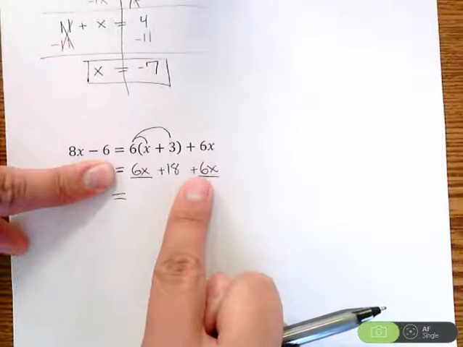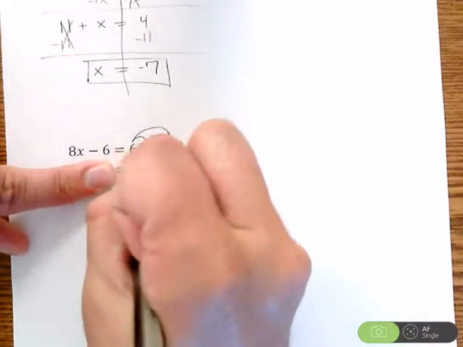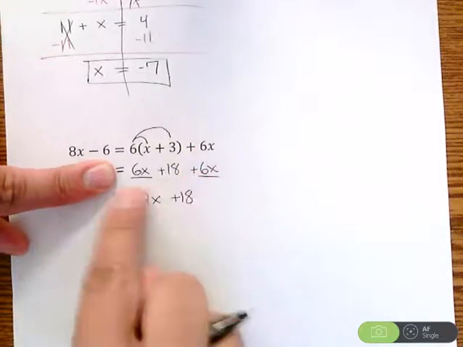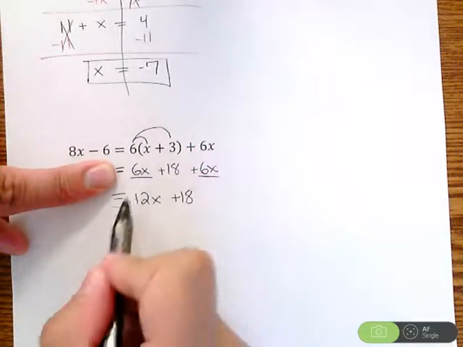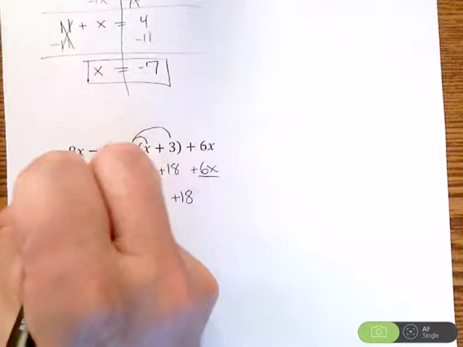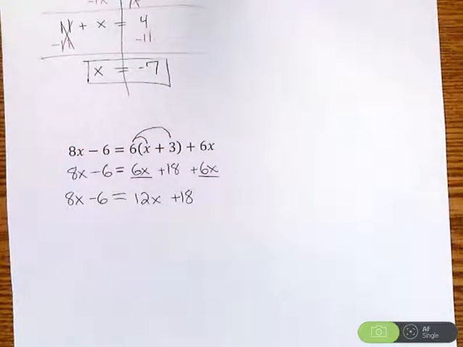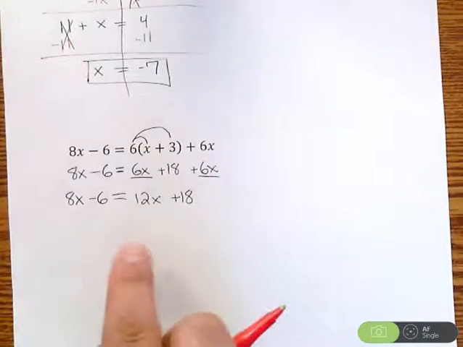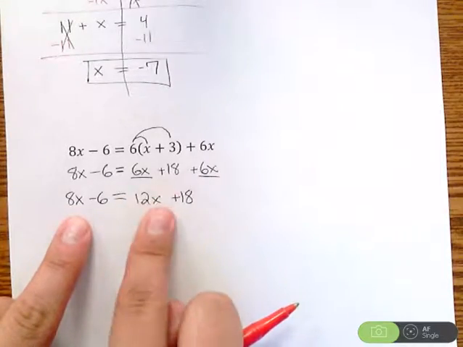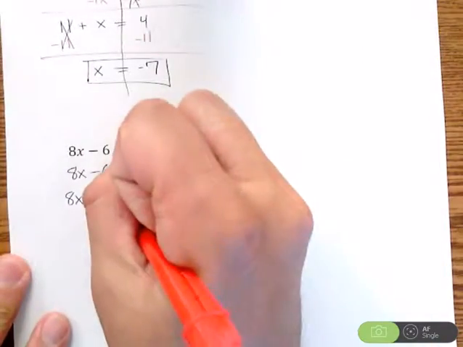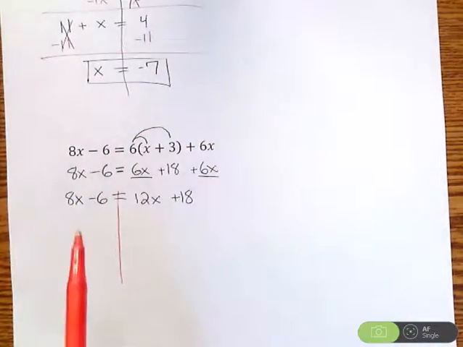So we have 6x plus 6x, 6 plus 6 being 12x. Don't forget our plus 18. I didn't cross any equal sign there, so I don't need to do minus 6x. I just add them up. On the left side, I still didn't touch anything, so I have 8x minus 6. So I've gone from 3 x's now down to 2 x's. Now I have an 8x on the left and a 12x on the right, so opposite sides of the equal sign. This is where we're going to have to start doing the opposite.